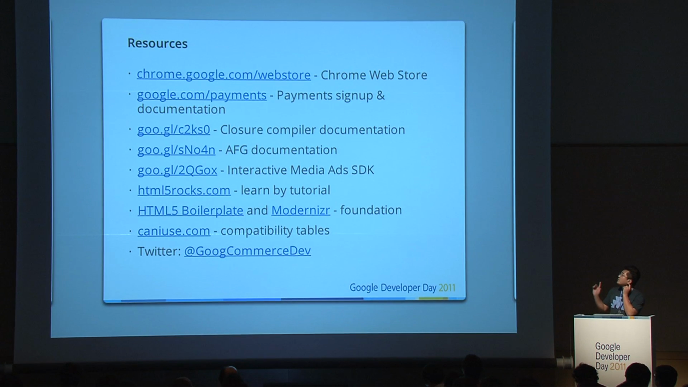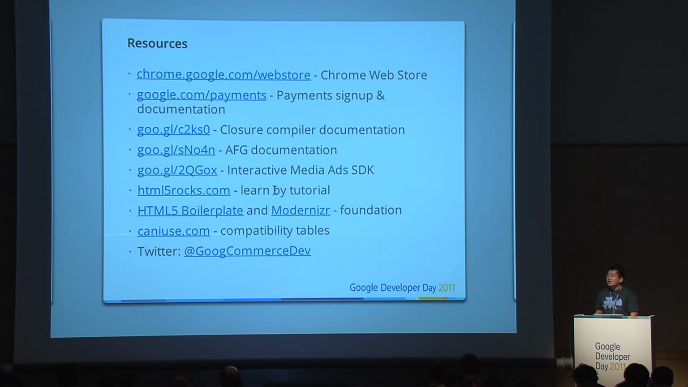So here are some resource links. The first one is Chrome Web Store. You can find apps there, or you can sign up to be a developer and distribute your apps there. The second one is Google in-app payments. So there you'll find sign up and documentation. The next, Closure Compiler documentation. You can use this to minimize and obfuscate your JavaScript. We have some AdSense for Games ad documentation. So the next 2 are AdSense for Games and the Interactive Media Ads SDK.